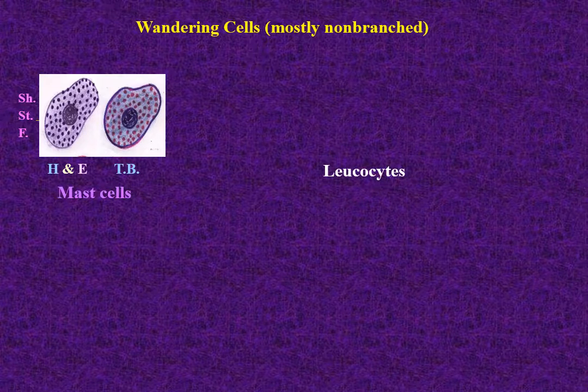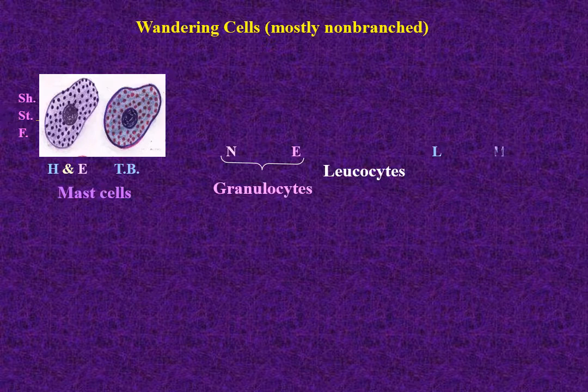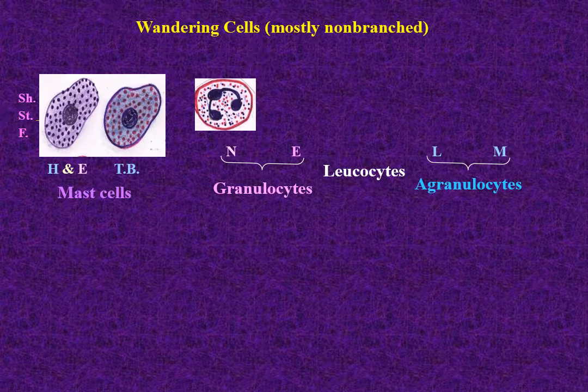Leukocytes. The most common are neutrophils and eosinophils from granulocytes, and lymphocytes and monocytes from agranulocytes. Neutrophils are spherical cells. Each has one segmented or lobulated nucleus formed of 1 to 5 lobes connected together by thin chromatin threads, and the cytoplasm contains numerous fine neutrophilic granules.